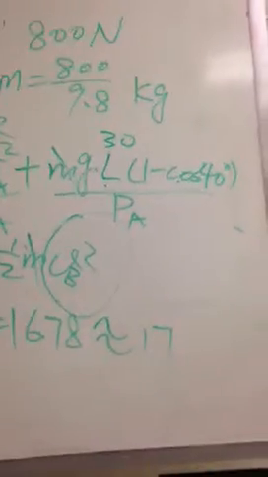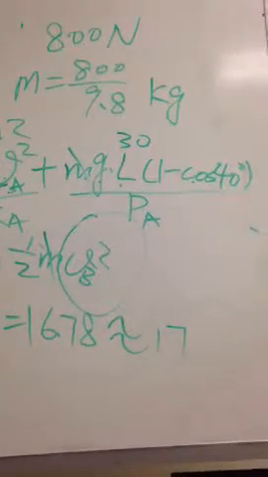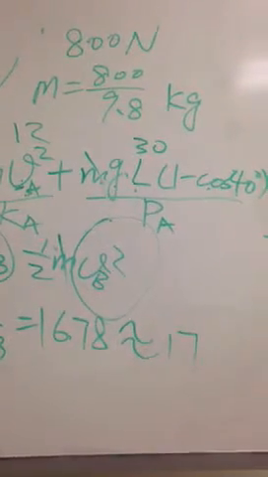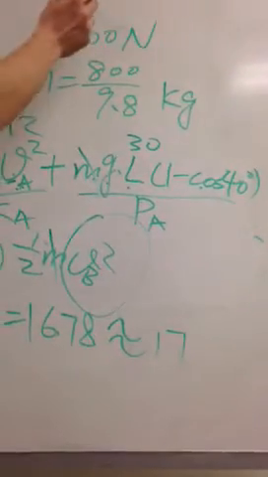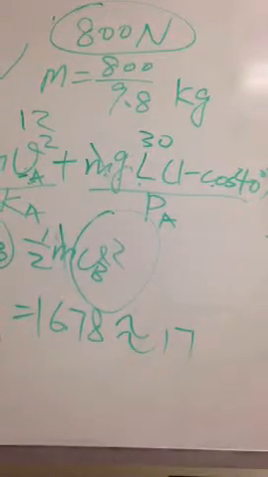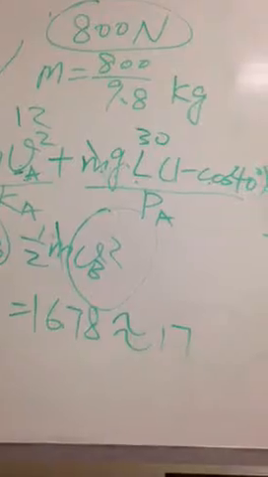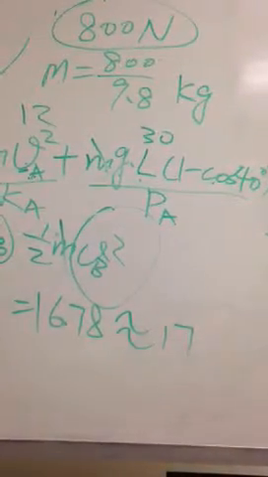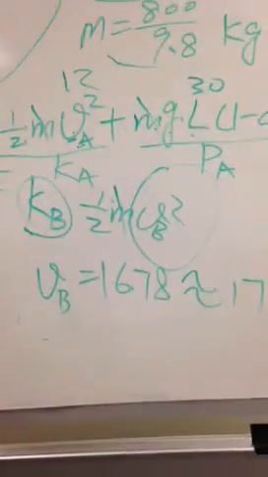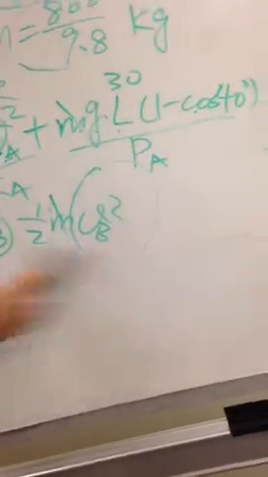Why did we look for the mass? Why do we need the mass in the original? I just want to remind you, here they only give you the weight, 800 Newtons. So if you need the mass, you need to convert this way. But if you cancel it out, you don't need to do that.